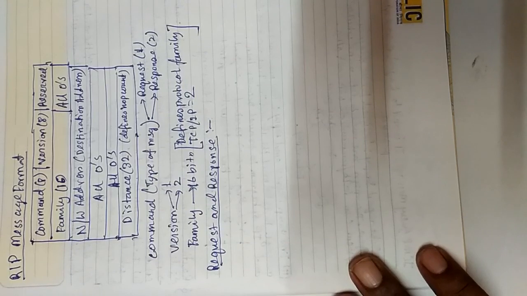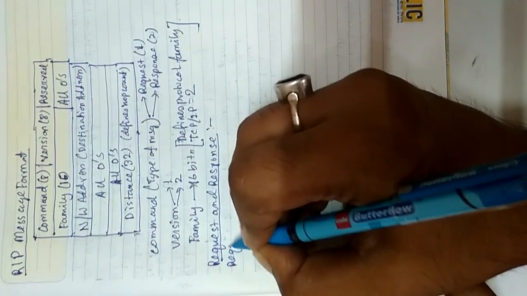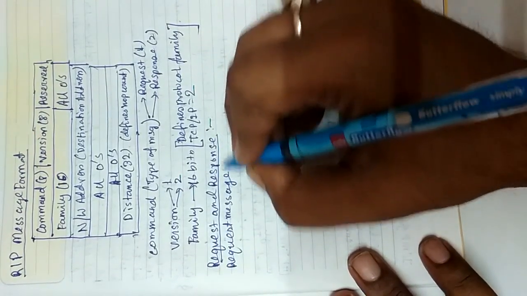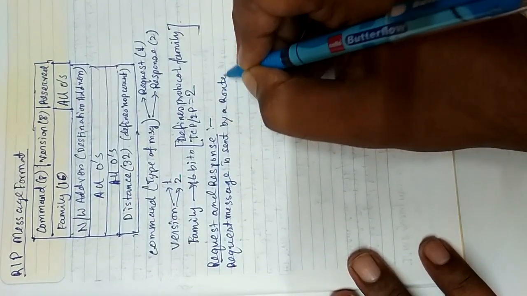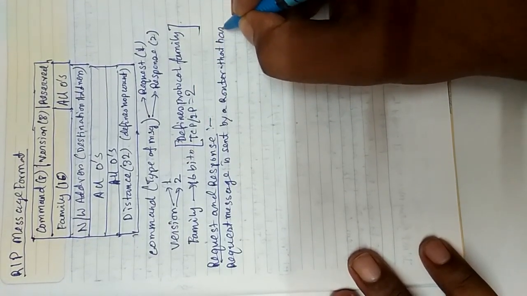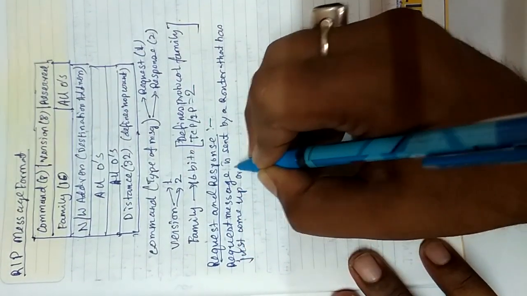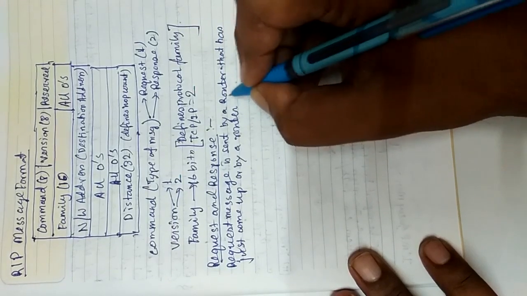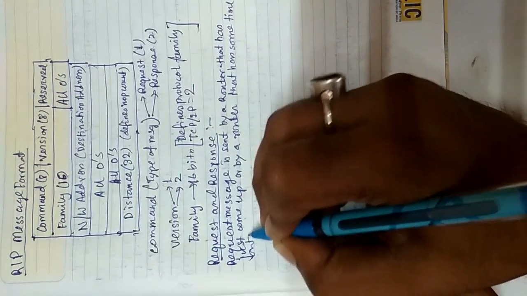So we will first write the theory. The request message is sent by a router that has just come up, or by a router that has some timeout entries.